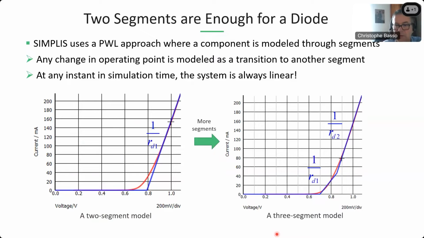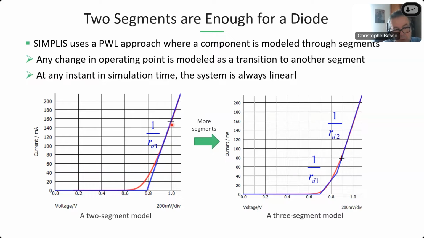The key word here with Simplis is to model all components as a succession of linear segments. So a simple diode, for instance, can be modeled using a 2 or 3 segment approach to faithfully follow an original nonlinear SPICE model. Very basically, here you have one segment. When you are below the threshold voltage, which would be something like 0.65 or 0.7 with a silicon diode, then you have just a small leakage current.